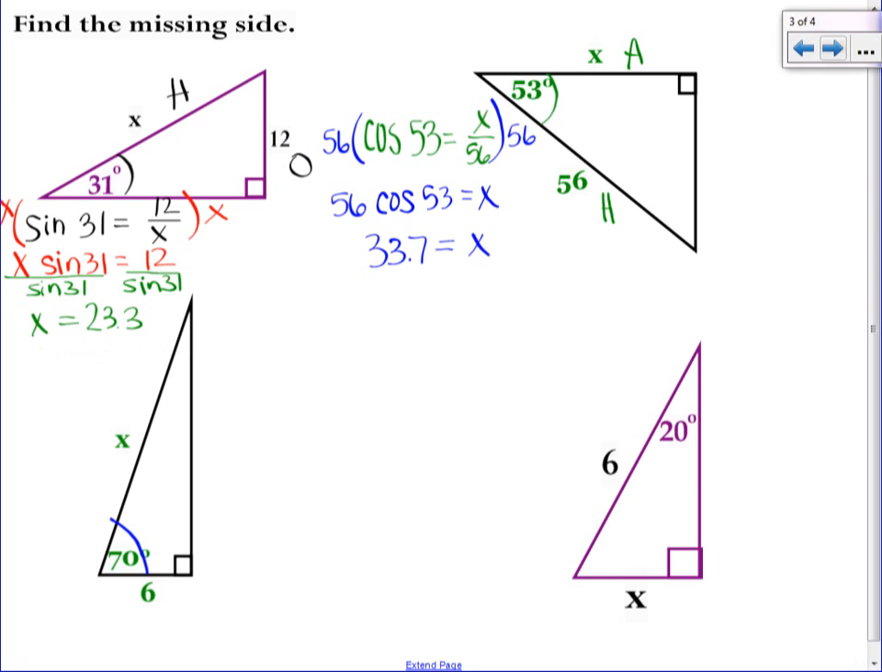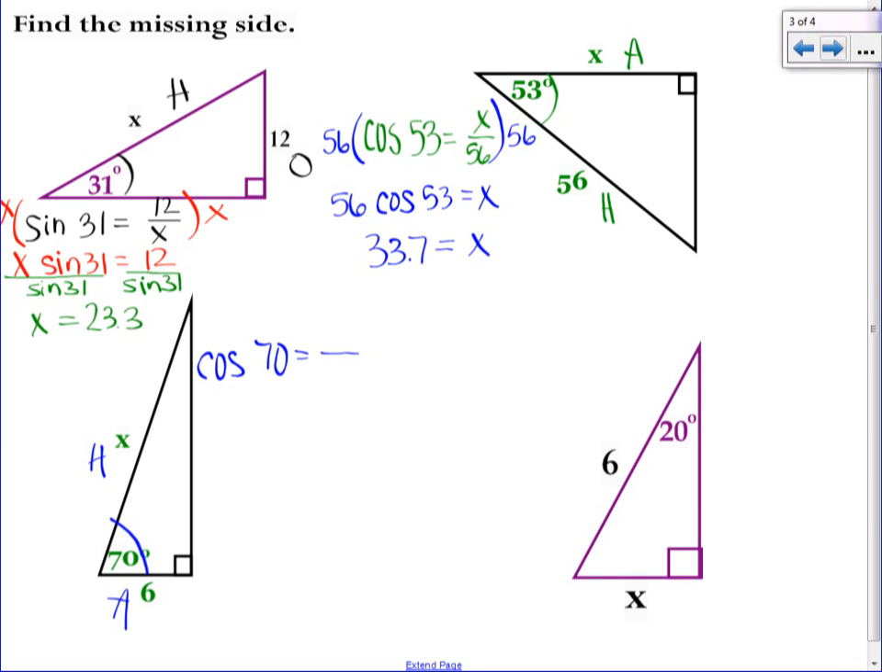What two sides do we have? What's this one? This one? So what are we using? Cosine. Cosine 70. What order? I heard both. Which one is it?